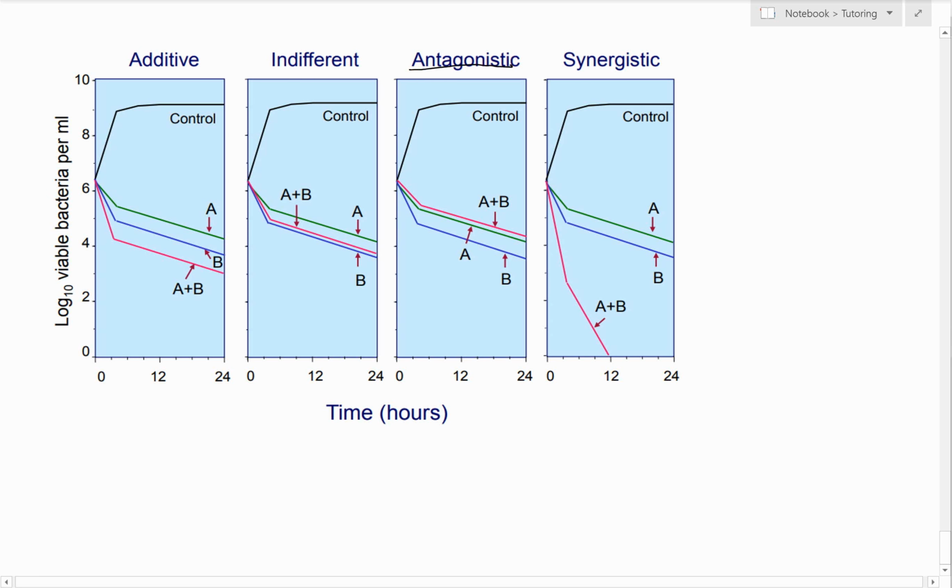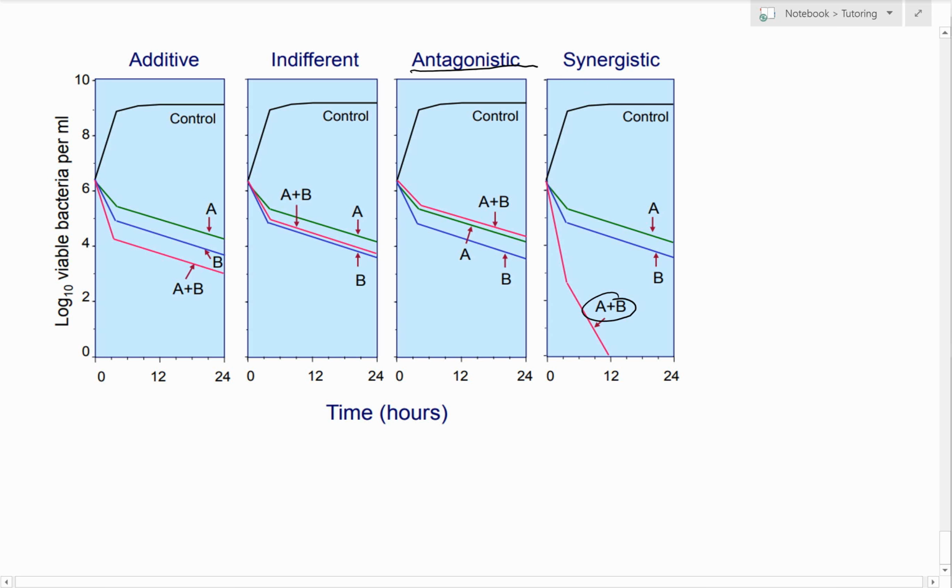Antagonistic is what we're worried about. That's where giving drug A or drug B alone is going to be significantly better than giving drug A and B together. The example of this is bacteriostatic versus bactericidal. I'm going to go into all these in a bit more detail in a second. This is just an overview. And then synergistic is this one here. This is where when you combine A and B together, you get a significant increase in the effect that's well above just the effect of A and B individually. And so you can see the difference here between synergistic and additive.